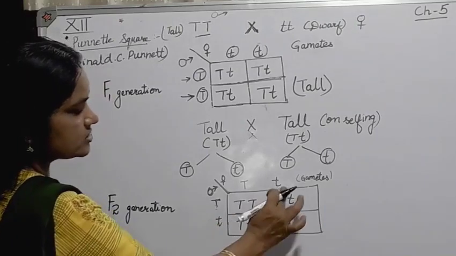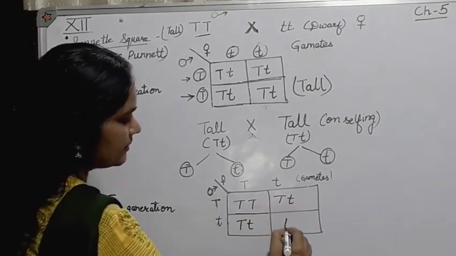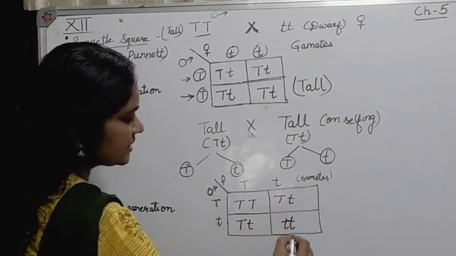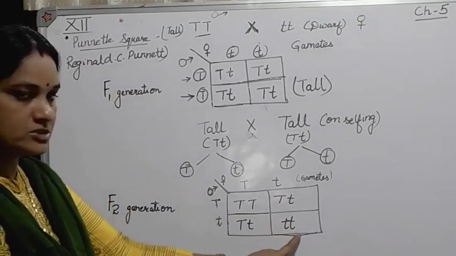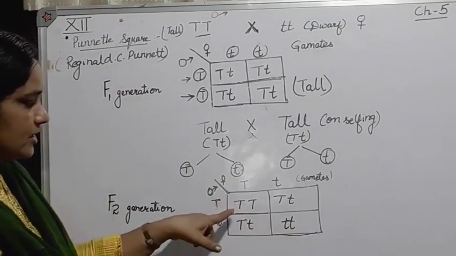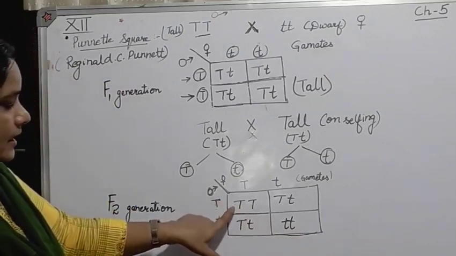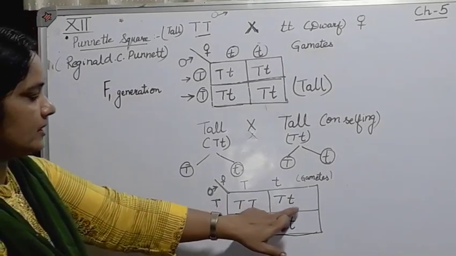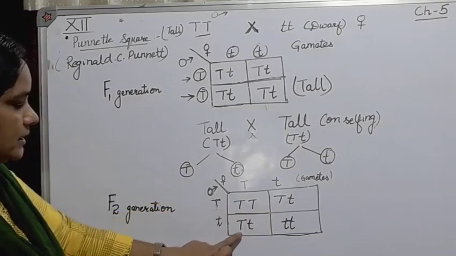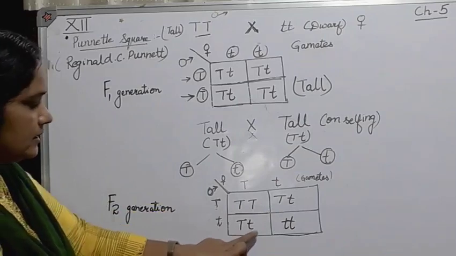Now come to the last one. In the last, this small t and this small t will combine, and the genotype in this F2 generation will be small t and small t. So you can see the ratio here: capital T and capital T will be one probability. The second probability will be capital T and small t. The third probability of the zygote will be capital T and small t.